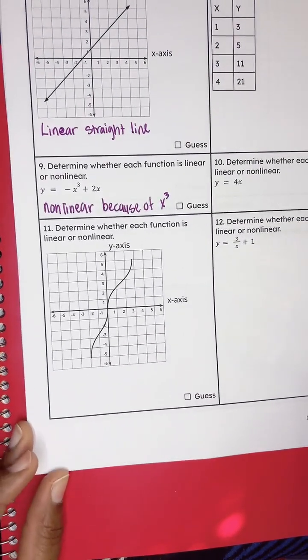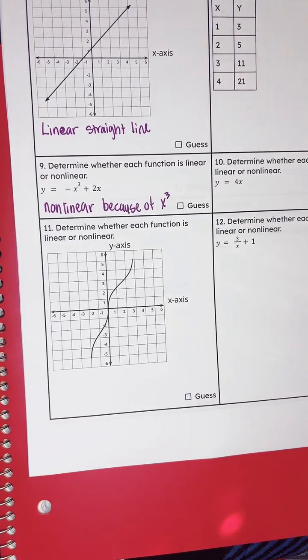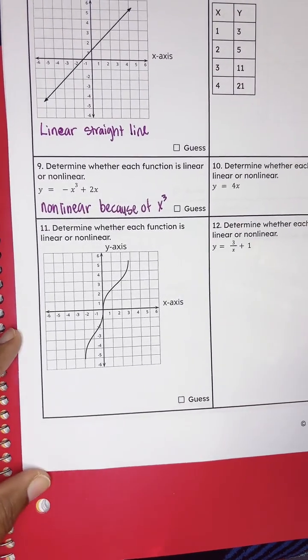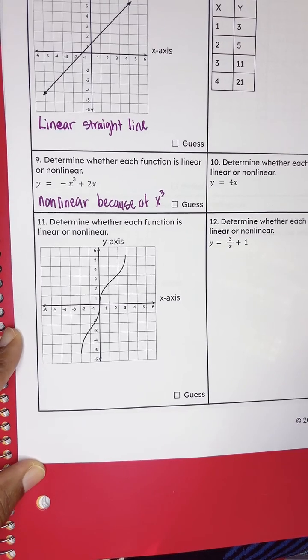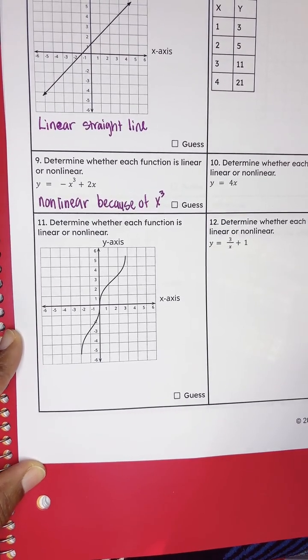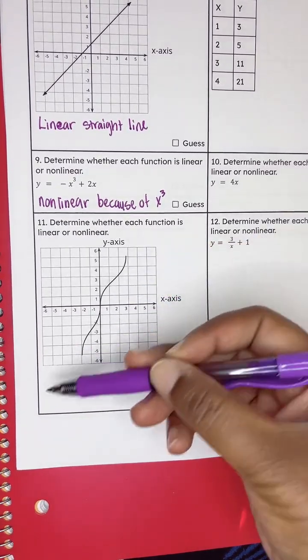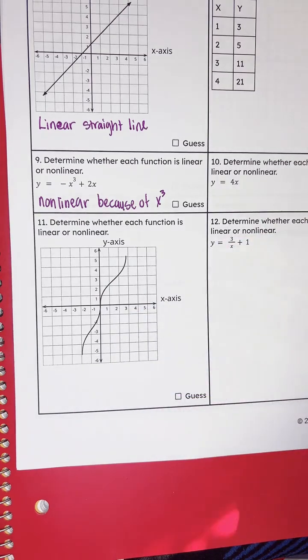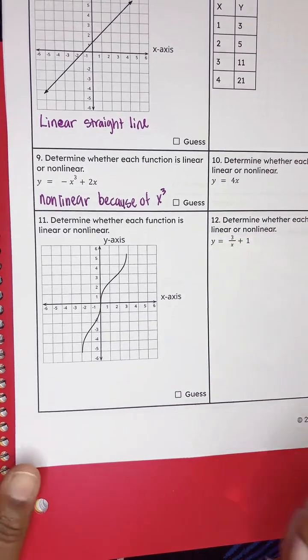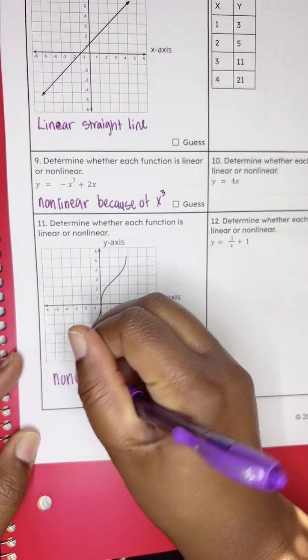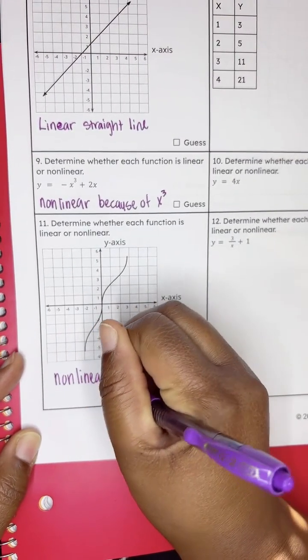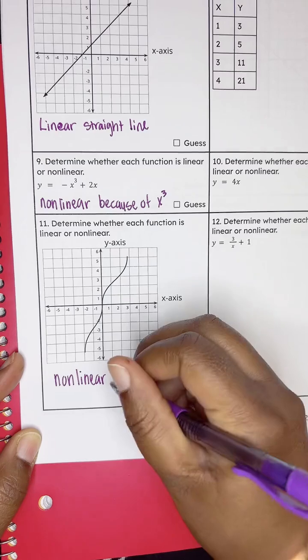Number 11. What do you guys say? Non-linear. Beautiful. Good. Even though it kind of almost looks like it, remember it has to be straight, right? It has to be straight. So this is non-linear. Okay, non-linear. It's not a straight line.